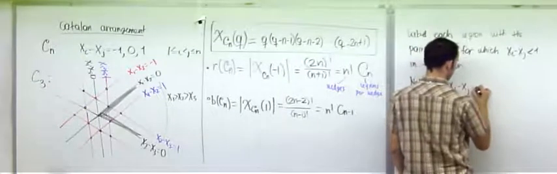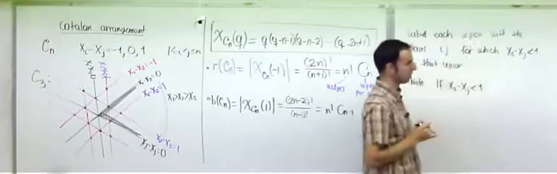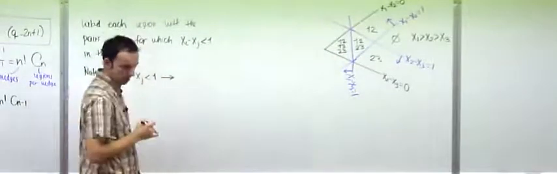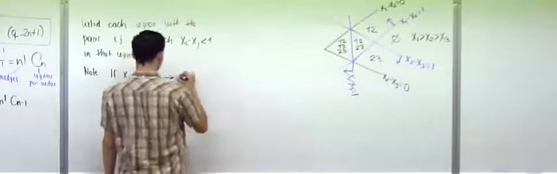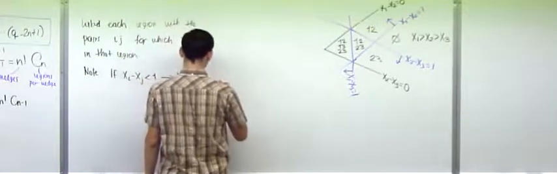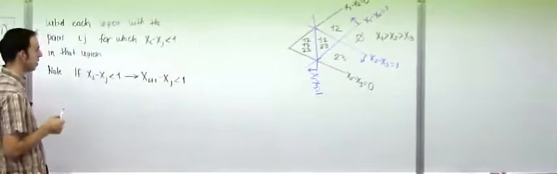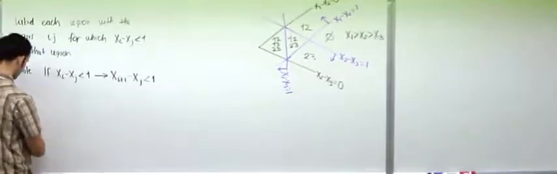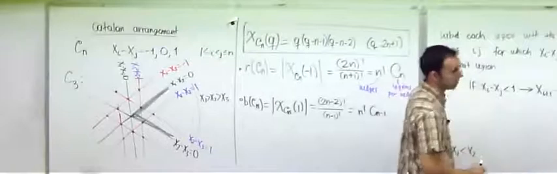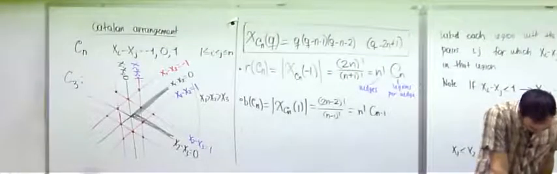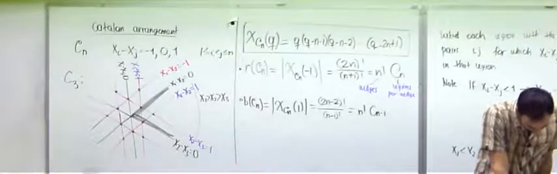If xi minus xj is less than 1, right? In other words, if ij is in the label, then I can also say that xi plus 1 minus xj is less than 1. Why is that? You should think that the numbers are, oh, I think I chose the other region. Give me just a second.